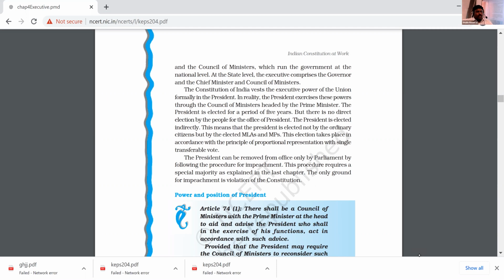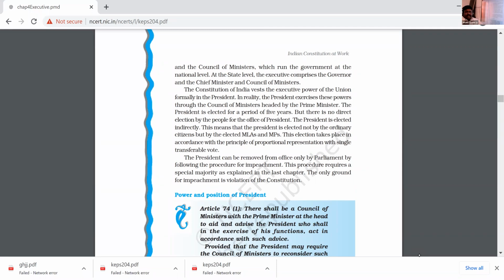Clear? Since independence, we have followed this system only, because there is no direct election to elect the president. It is called the indirect election. The president is elected for a period of 5 years, but there is no direct election by the people for the office of the president. The president is elected indirectly. This means that the president is elected not by the ordinary citizen, but by the elected MLAs and MPs.